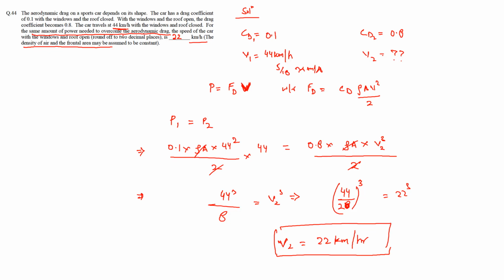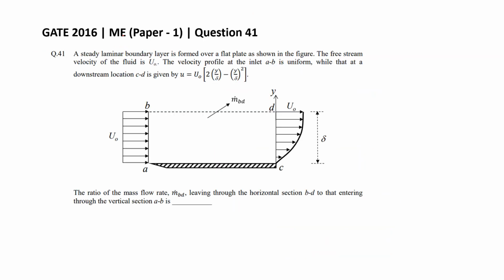Okay, sir. Yeah. So maybe we can move on to the next one. Now let's look at flows over a plate and see the concept of boundary layer. So this first one is simple. This is from GATE 2016, and this does not really test any of your concepts of boundary layer, but just mass conservation.